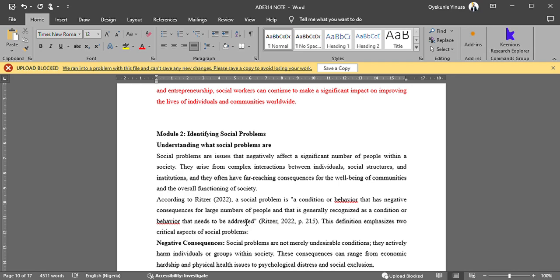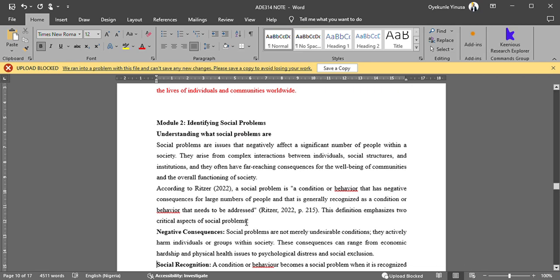They result or arise from complex interactions between individuals, social systems, structures and institutions. When we talk about institutions, we're talking about families, schools, churches and the associations within the community. All the complex forms of interaction among these structures and institutions tend to affect the happenings in the community, and they have far-reaching consequences on the well-being of community members and the overall functioning of the society.